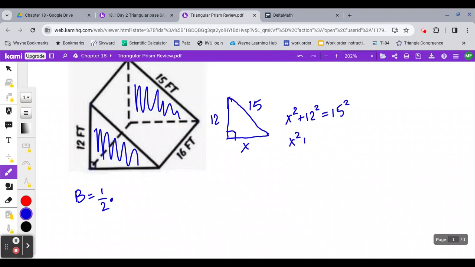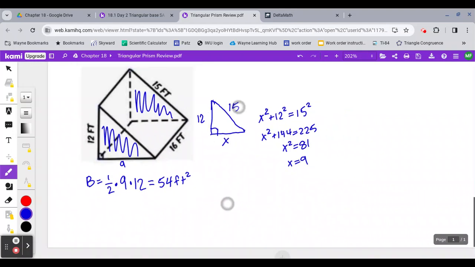X squared plus 144 equals 225. When we subtract that, we get x squared equals 81, which means x will equal 9. Okay, so I know this side is 9, so I can do 1/2 times 9 times that 12 for the height of the base. All that comes out to 54, and it'll be feet squared.